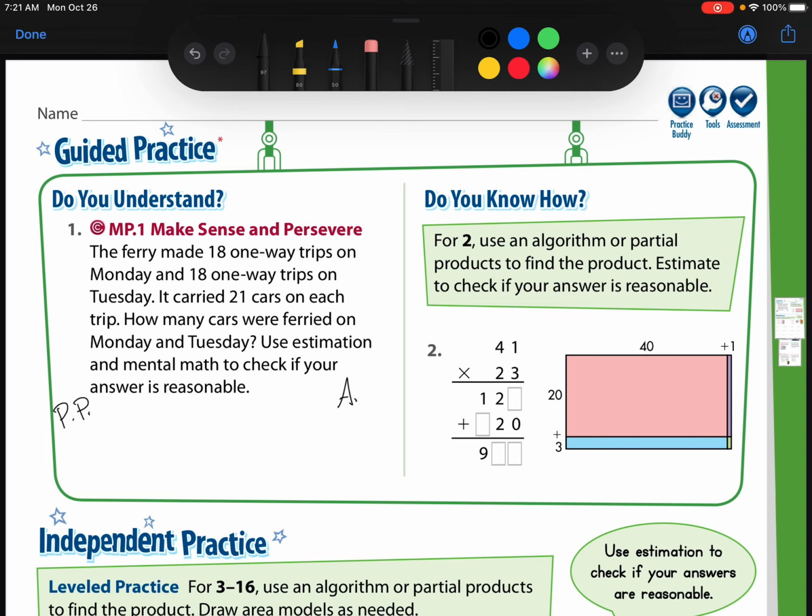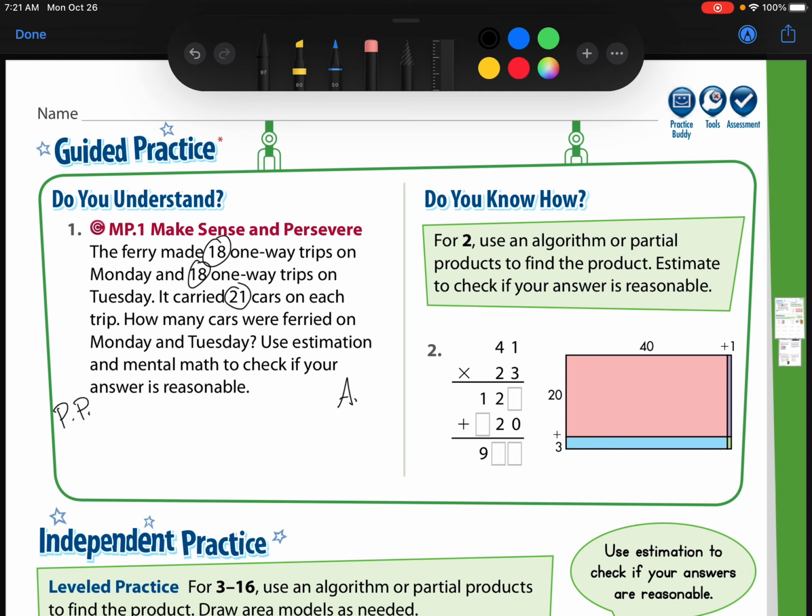The ferry made 18 one-way trips on Monday and 18 one-way trips on Tuesday. So let's get those numbers circled. It carried 21 cars on each trip. How many cars were ferried on Monday and Tuesday? Use estimation and mental math to check if your answer is reasonable.